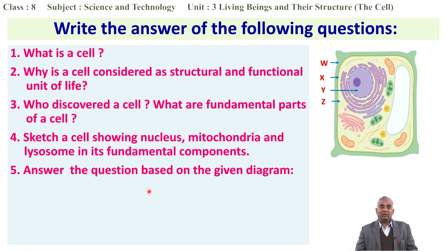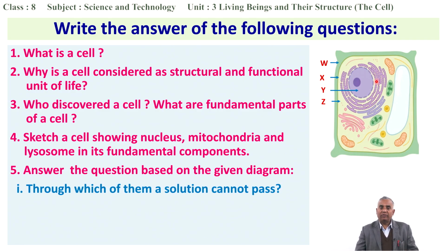Next, answer the questions based on the diagram. The diagram is of which cell? Yes, plant cell. So there are labels W, X, Y, and Z. Z is for the greenish part, Y is for that round structure, X is for the inner layer, and W is for the outer layer. Yes. So the question is, through which of them can a solution not pass? Which one is the correct answer out of them?